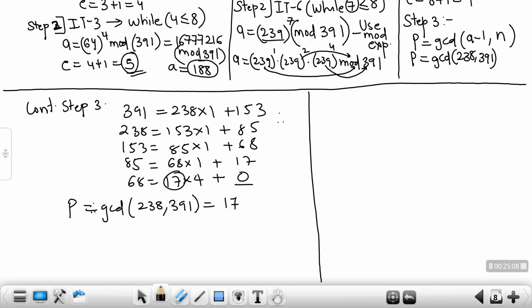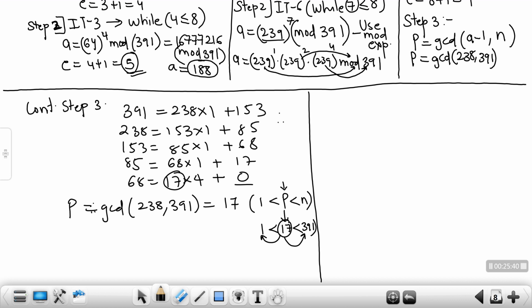The moment it is equal to 17, what is the condition? What should your P be? Your P should be in between. Your P is 17, which is definitely greater than 1 and less than 391. If I had got a value of P which is less than 1 or greater than 391, I would discard it straightaway, as I cannot find the two factors. But now I'm getting it over here.